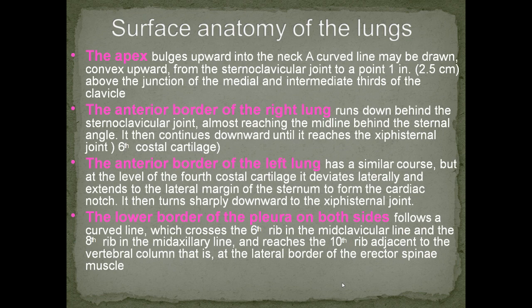The anterior border of the left lung has a similar course, but at the level of the fourth costal cartilage, it deviates laterally and extends to the lateral margin of the sternum to form the cardiac notch. It then turns sharply downward to the xiphisternal joint. The lower border of the pleura on both sides follows a curved line which crosses the sixth rib in the mid-clavicular line and the eighth rib in the mid-axillary line and reaches the tenth rib adjacent to the vertebral column, that is, at the lateral border of the erector spinae muscles.